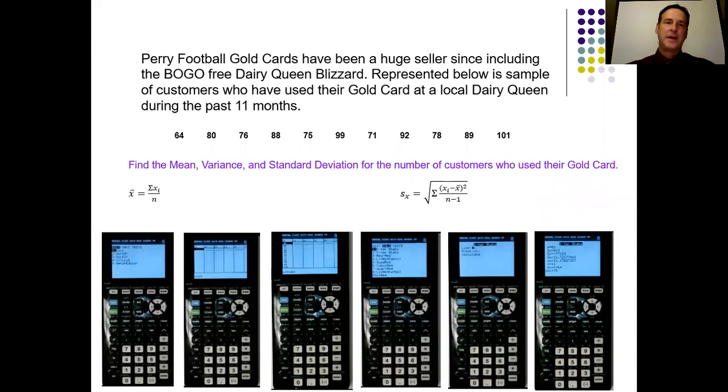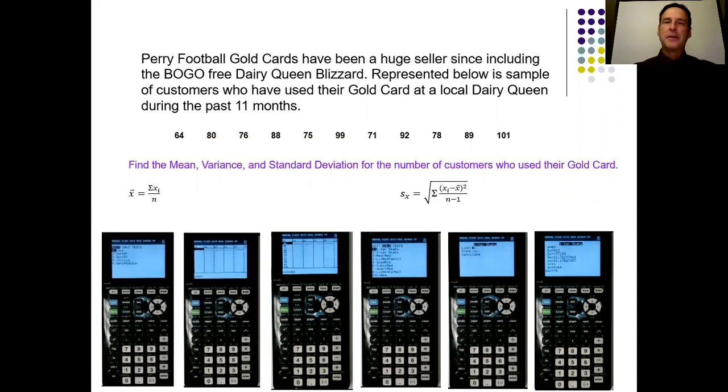All right, so here's what I got. Perry Football has a fundraiser called the Gold Card. Within this Gold Card, they get buy one, get one free Blizzards, and that is the primary reason why I get this card. Now, here's what we did for the last 11 months that this card has been available. We went to Dairy Queen, and we figured out how many people use the card within a month. The data that you see here represents the 11 months in terms of how many times the card was used. So maybe this was September of last year, then October, November, December, January, February, March, April, and so on. And then, of course, the card expired.